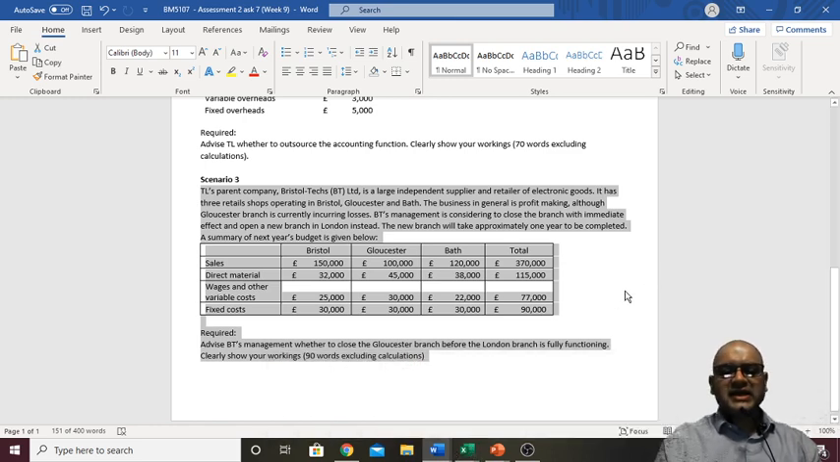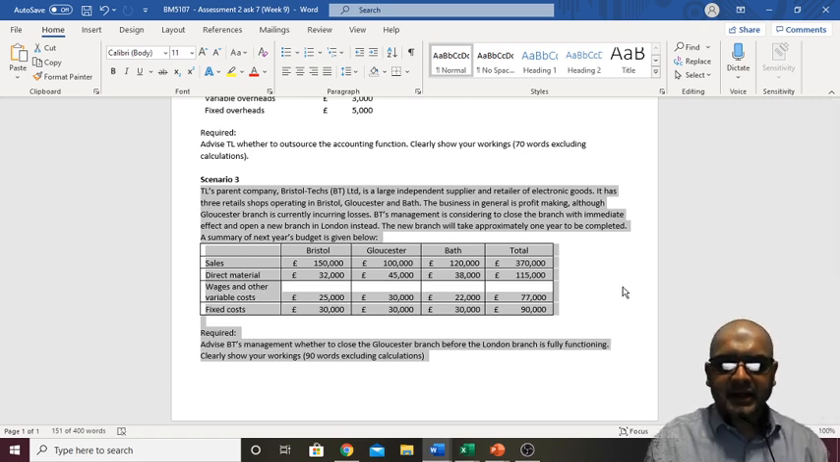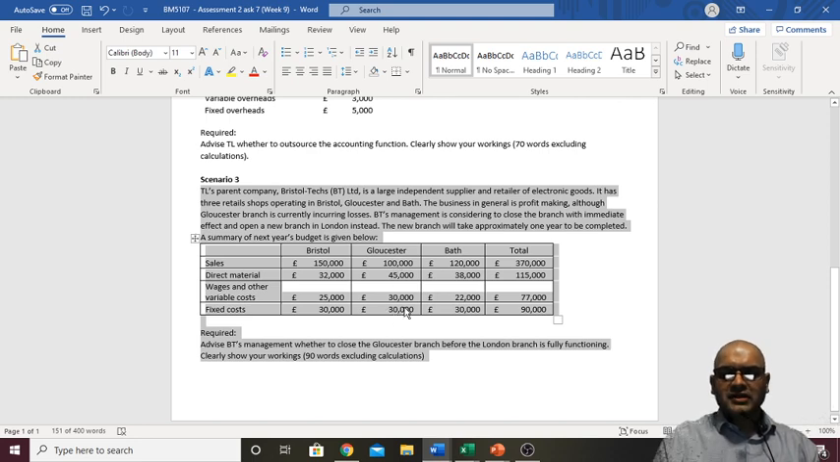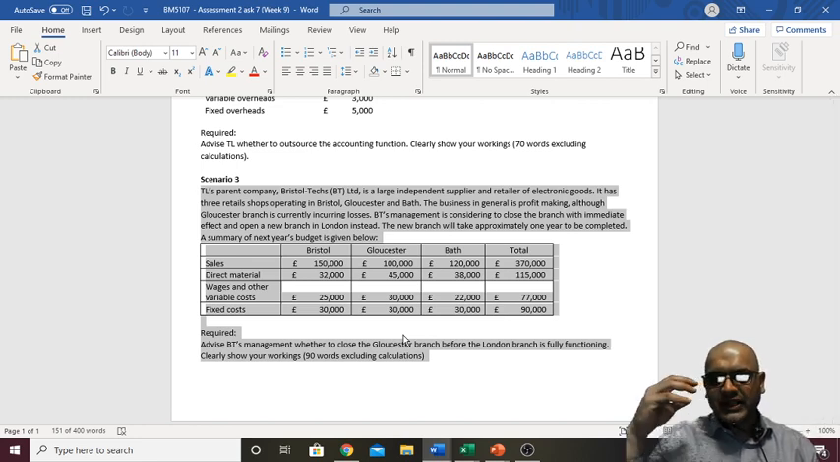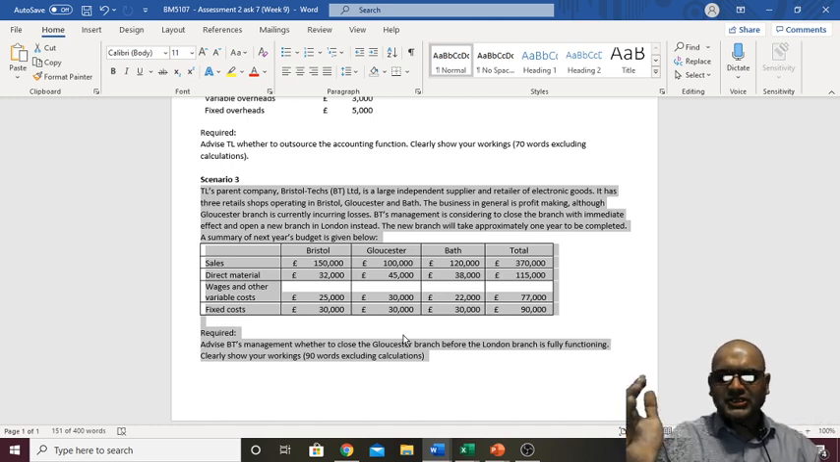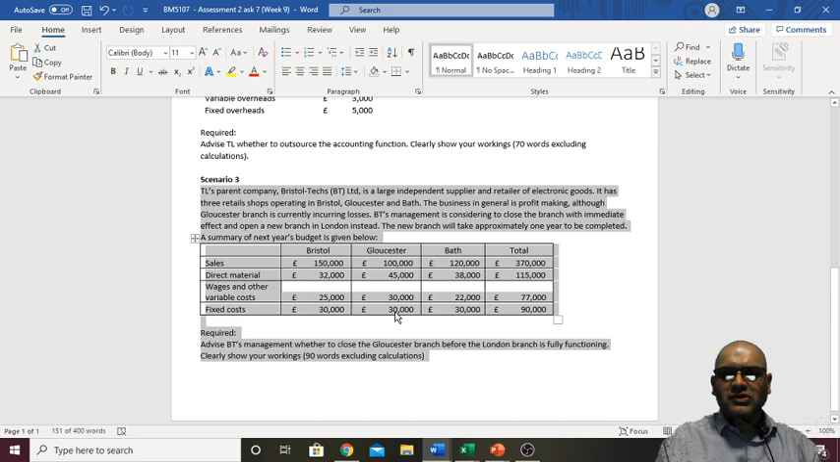Now the idea over here is that in the short term, the fixed costs cannot be avoided. So even if we close down the Gloucester branch, the fixed cost of 30,000 will be there. Keeping the Gloucester branch for a year while the London branch is being built, and after that it is going to be fully functioning, we can close the Gloucester branch. But if we close it now, it may stop providing the positive contribution it is currently providing. If it is providing positive contribution, which means it is working towards paying off the fixed costs.